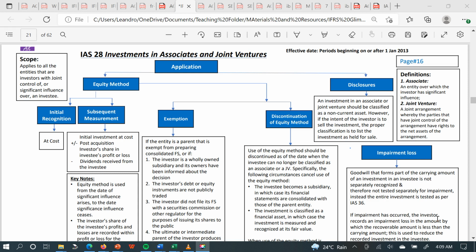Right. Now, when we talk about applying IAS 28, it means the investor must use the equity accounting method, the equity method, to account for the investment. So you want to know what the equity accounting method is and how you actually do that accounting. It means initially determine the cost of the investment.